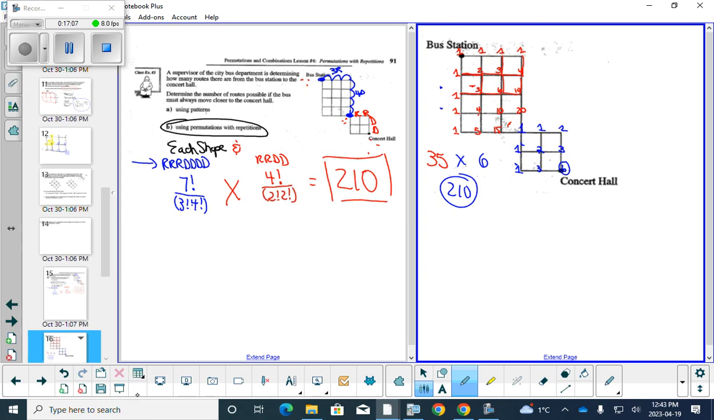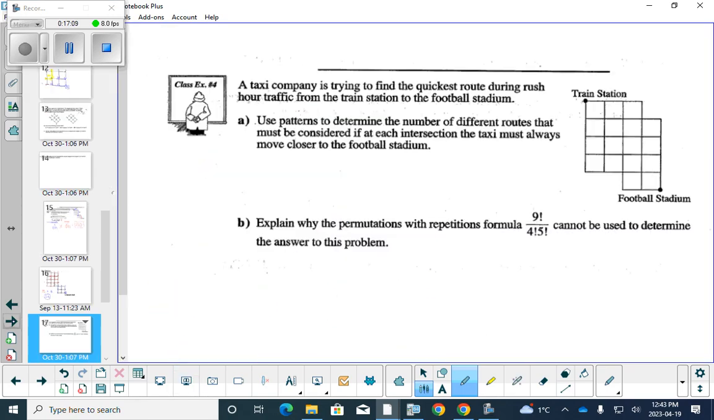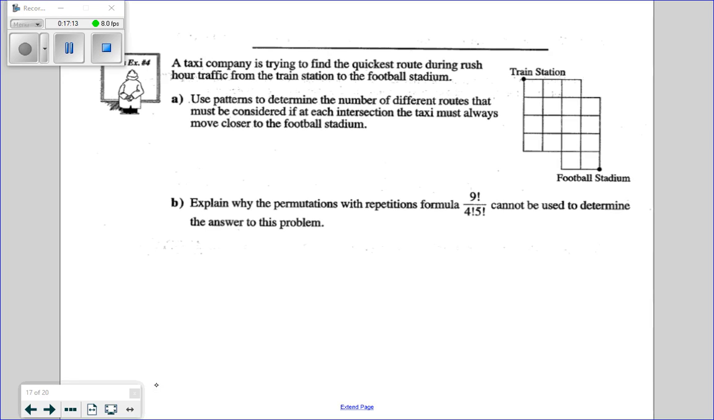Okay, so what happens if we look at this one? Okay, so you cannot do this one using permutations. Okay, you can open it up, it's fine.